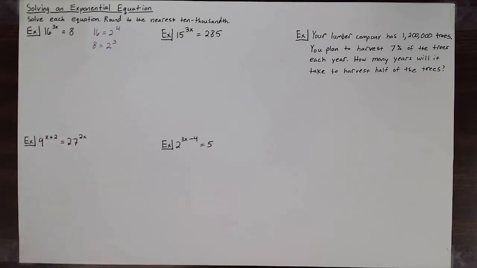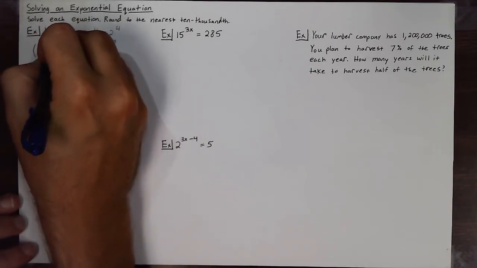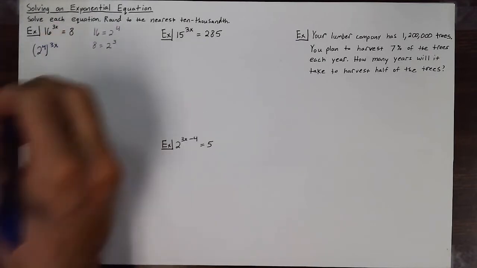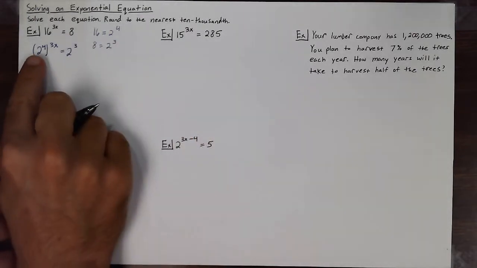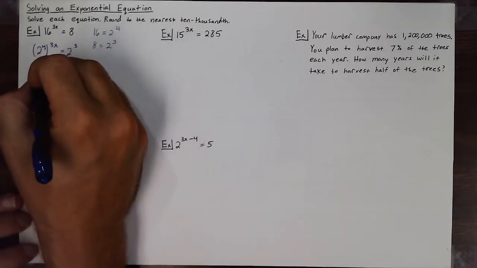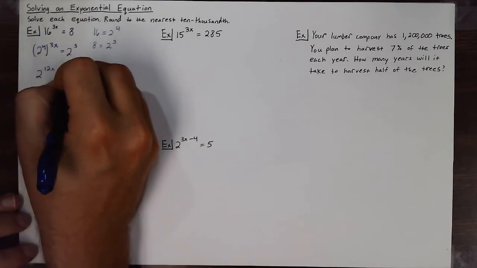So what I can do is go back to the original equation, and I can rewrite 16 as 2 to the fourth, then raised to the 3x, and 8 can be rewritten as 2 to the third. When you raise 2 to the fourth to the 3x power, you multiply its exponents, giving you 2 to the 12x is equal to 2 to the third.